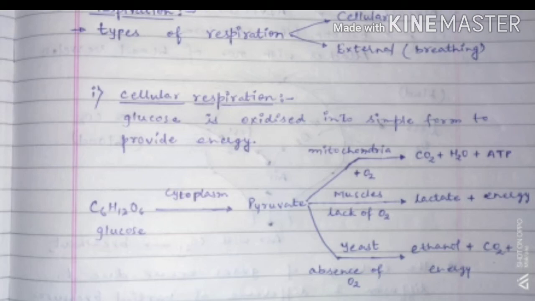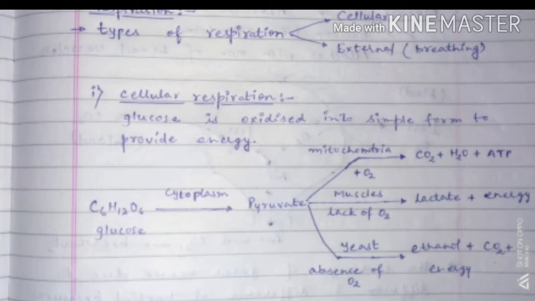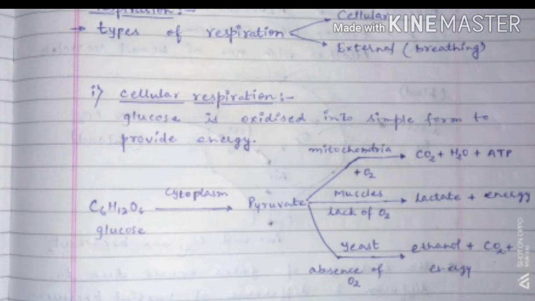Hello student, in this video we will discuss respiration. Respiration has two types. Number one, cellular respiration, and another one, external respiration, that is breathing. Cellular respiration is a process by which glucose is oxidized into a simple form and provides us energy.